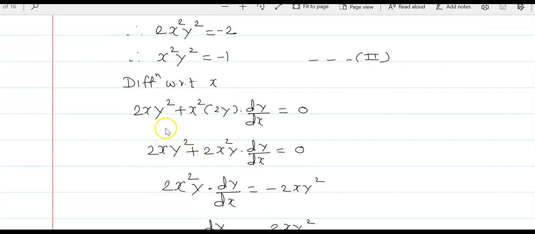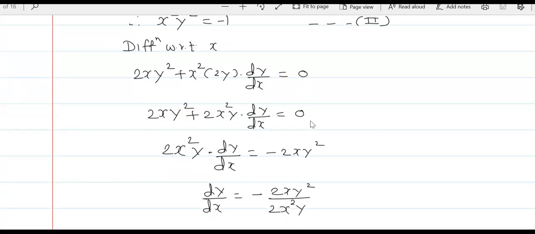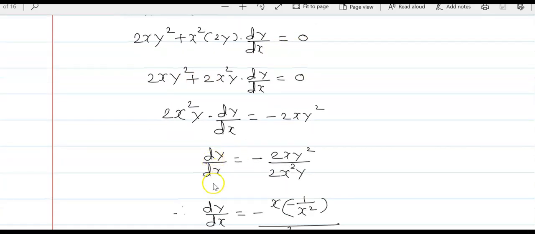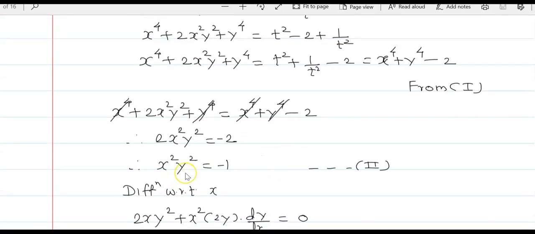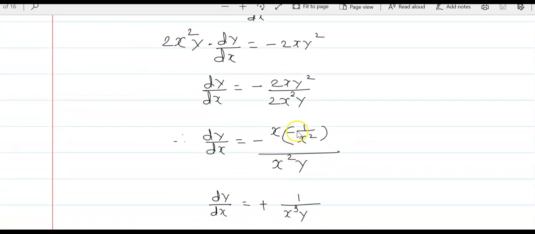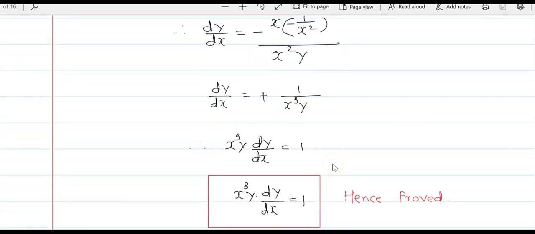Differentiate this, normal differentiation, therefore you will get dy by dx is equal to minus 2x y square upon 2x square y. Now again, one term is written as minus, this is x. What is the value of y square? y square is minus 1 upon x square, and that's why here is minus 1 upon x square. And after simplification, this x gets cancelled, you will get plus 1 upon x cube y, and hence this is the proof.